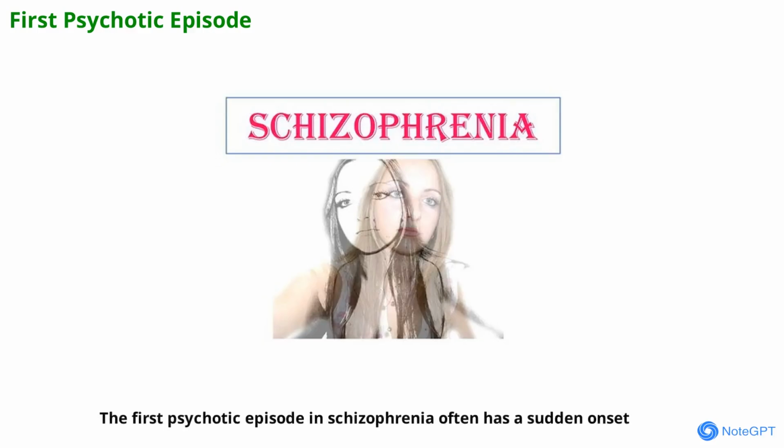The first psychotic episode in schizophrenia often has a sudden onset, with few premorbid symptoms. Individuals may appear withdrawn, suspicious, or display peculiar behavior, sometimes described as schizoid. During acute psychotic episodes, patients lose touch with reality, experiencing hallucinations, delusions, and disorganized thinking. Affect may be flat, inappropriate, or labile, and behaviors can include uncooperativeness, hostility, or even aggression. Recognizing these features is crucial for timely intervention.